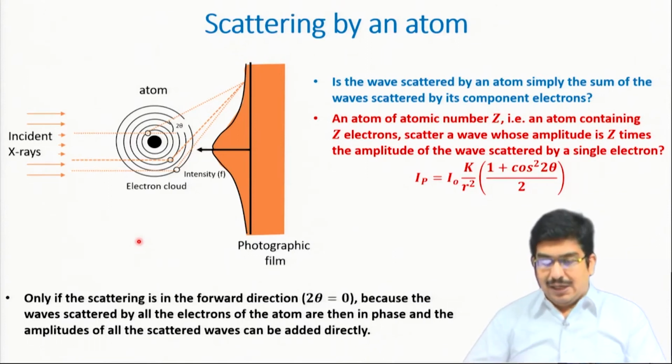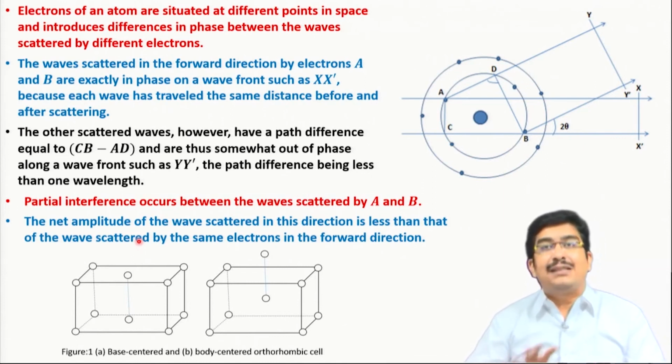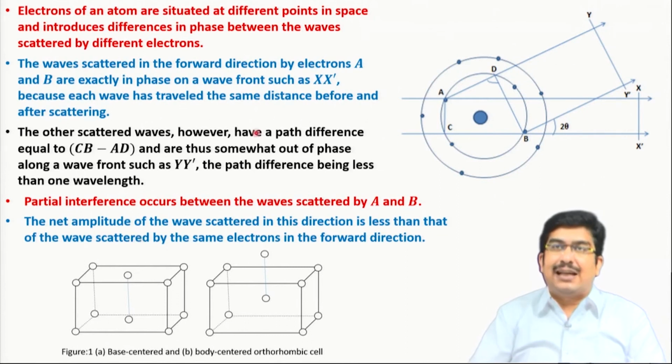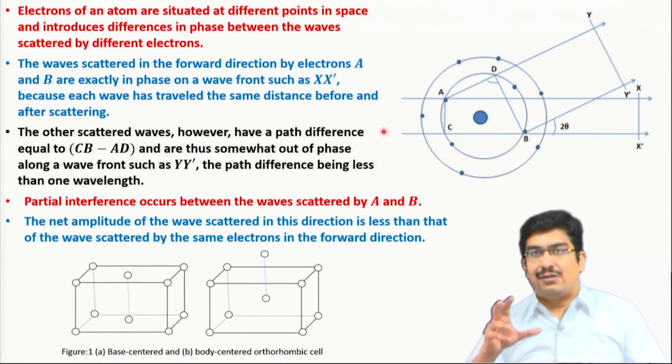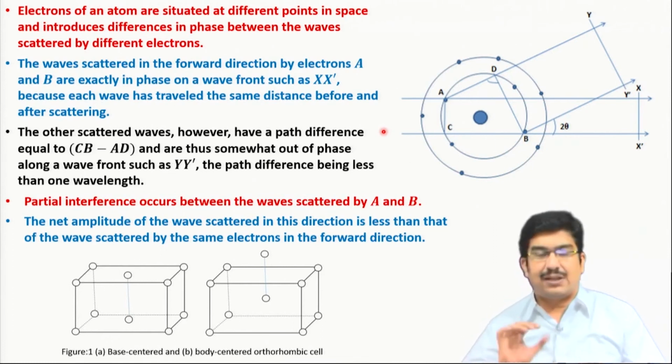What happens for other directions? That is what we have to derive, or rather, what happens in any arbitrary direction other than the forward direction. In any arbitrary direction, if we want to know the intensity of the diffracted beam, what will be the relationship? That is the point here.